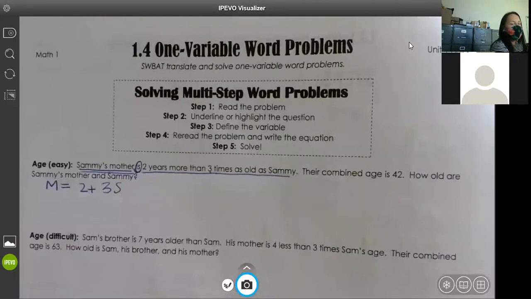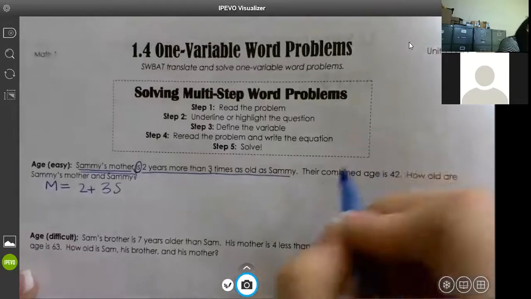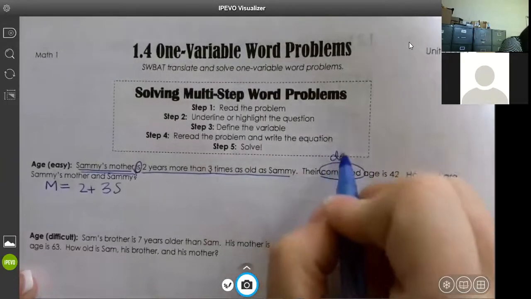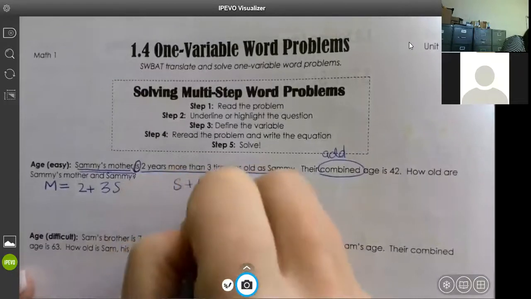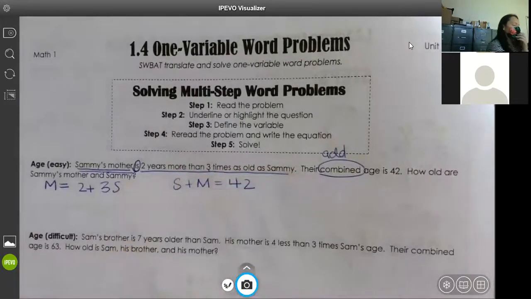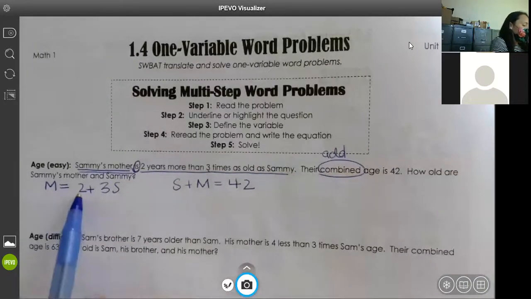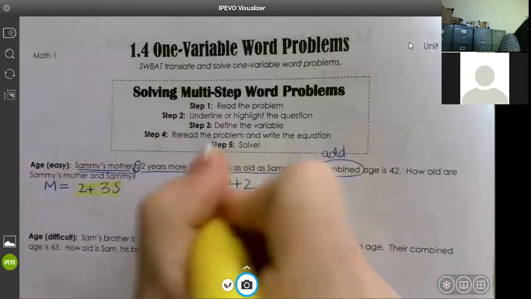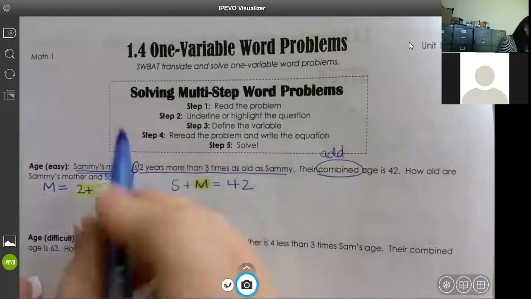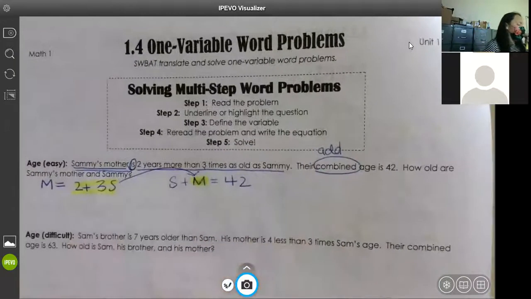It says their combined age is 42. What does combined mean? Add them together. So Sammy plus mom is 42. Now, this one goes a little above what we're going to look at for just now. We're eventually going to get into systems where we look at 2 like this. But all you do is replace. So we know that mom is 2 plus 3S. So mom is this one, and mom is right here. So all I'm going to do is put that in there.